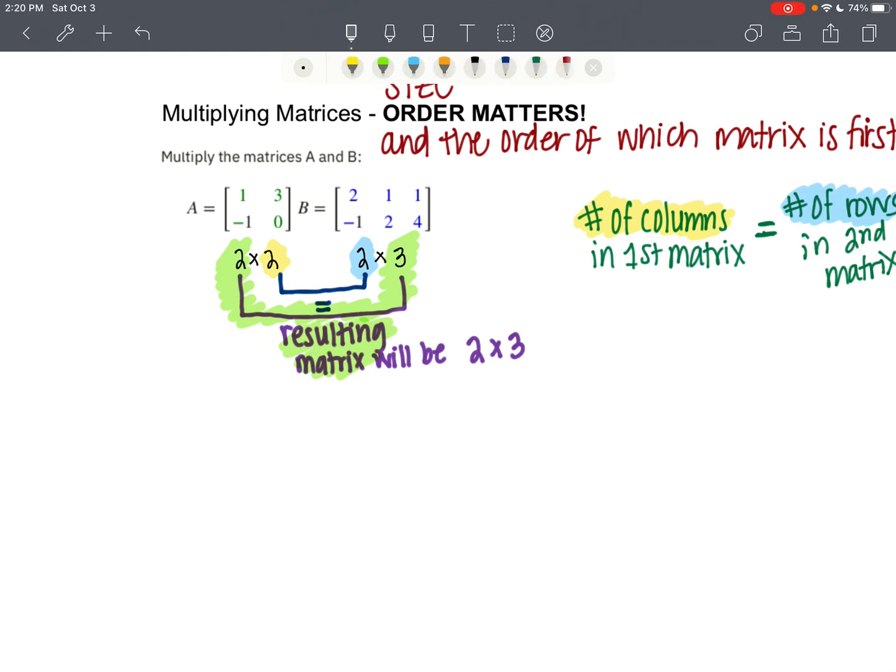Now I'm going to write this down and we're going to actually multiply these. So I've got 1, 3, negative 1, 0. And I'm going to multiply that one by 2, 1, 1, negative 1, 2, 4.